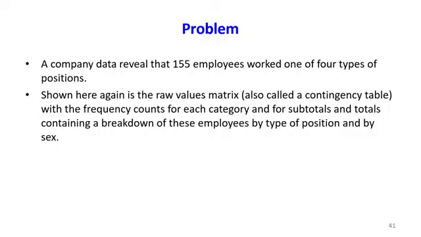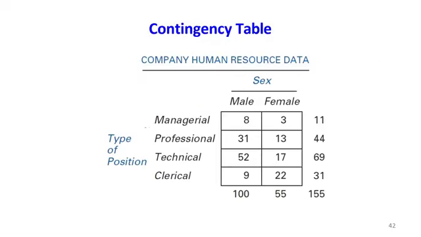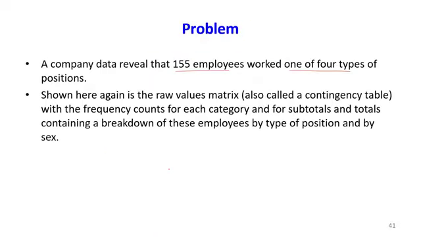Now, again, a similar problem. Company data reveals that in a particular company they did some analysis and found that there are 155 employees who work in 4 different types of positions: managerial, professional, technical, and clerical. These are the 4 types of positions as shown in the matrix. We also call this matrix a contingency table, with the frequency count of each category, and subtotals and totals containing a breakdown.